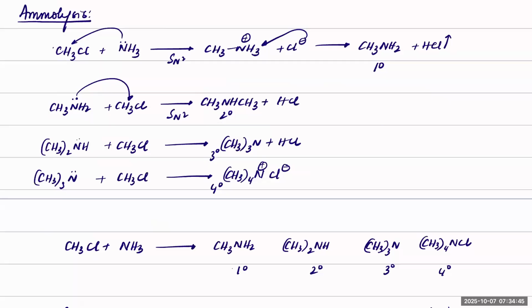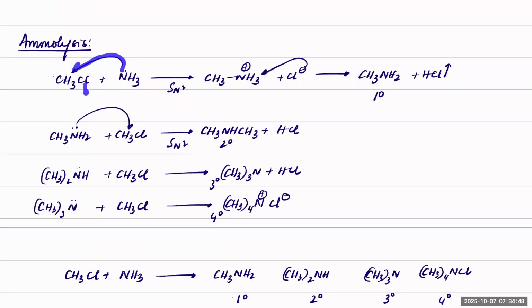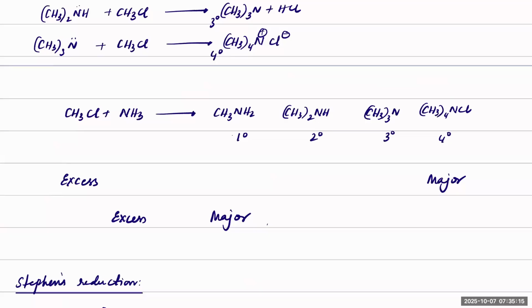Ammonolysis. Lone pair from nitrogen can attack, removing chlorine. This is an SN2 mechanism. But the problem here is Cl minus will take H plus, converting it into a 1 degree amine. Now the 1 degree amine can again act like a nucleophile. That itself will attack the alkyl halide, and you will get 2 degree. 2 degree can attack to give 3 degree, and 3 degree can attack to give 4 degree. So the reaction will only stop once the 4 degree ammonium salt is formed. And if I take alkyl halide in excess, then 4 degree is major. But if I take ammonia in excess, then 1 degree is major.